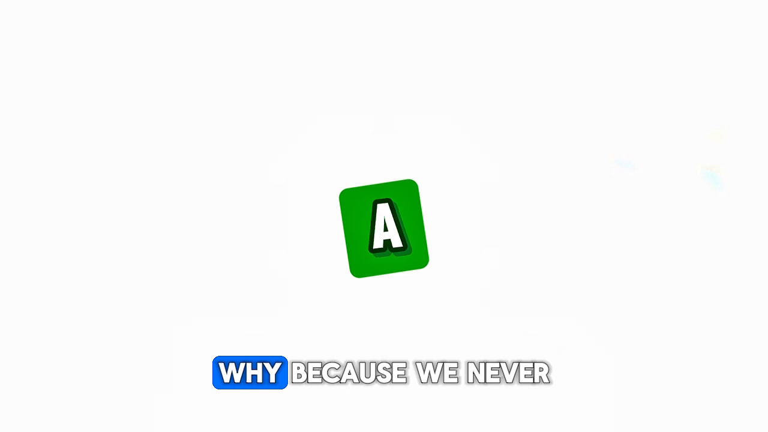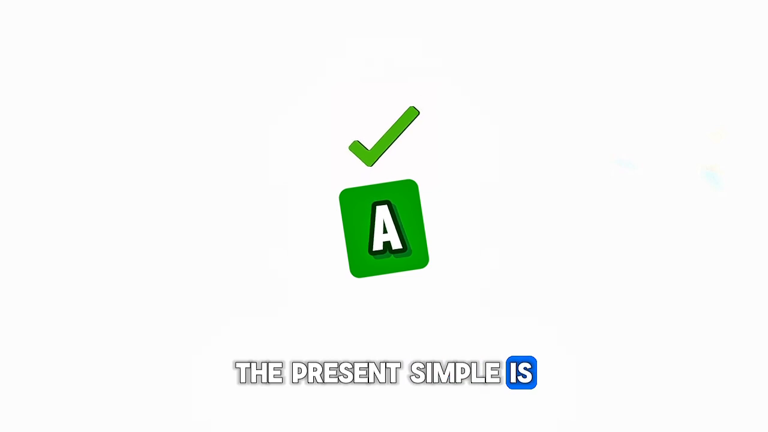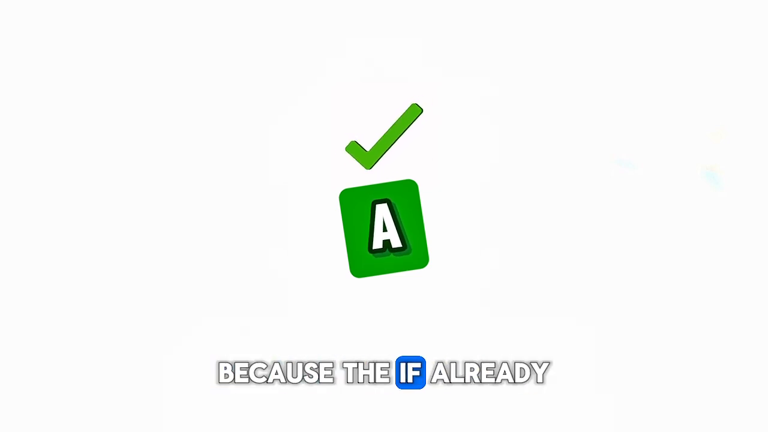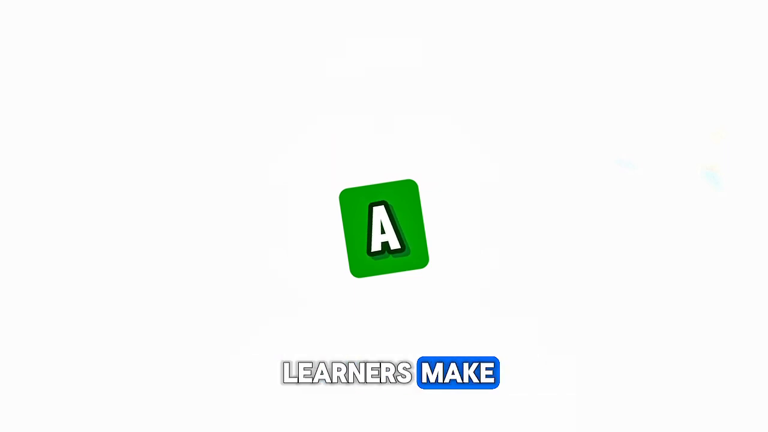The correct answer is A. Why? Because we never use will in the if clause. The present simple is used after if because the if already expresses the idea of future possibility. This is one of the most common mistakes learners make.